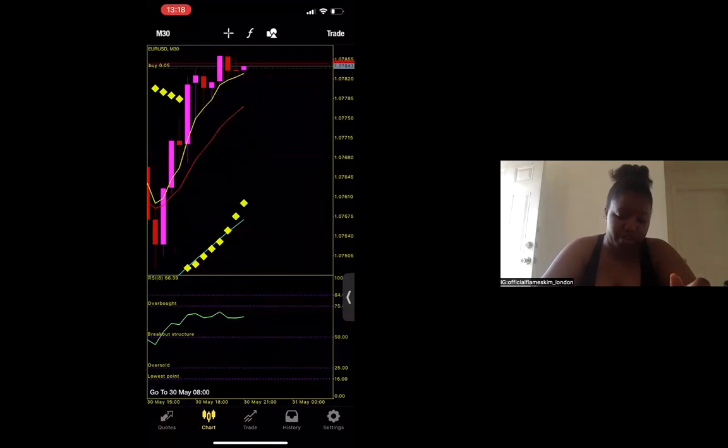You could go on to the 30 as well. Any time frame that you're on, you will still need your candle to push up first before you can actually move your SL up in profit.